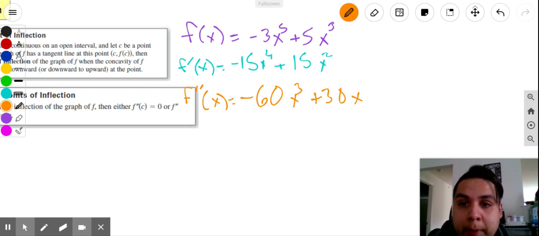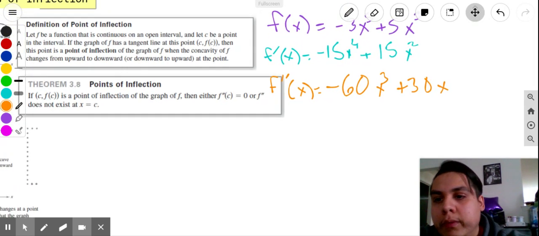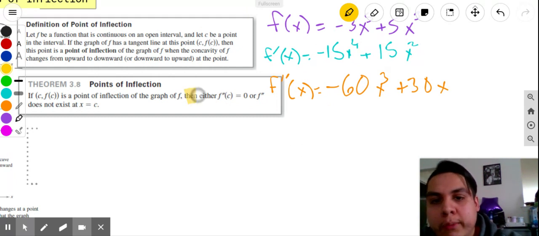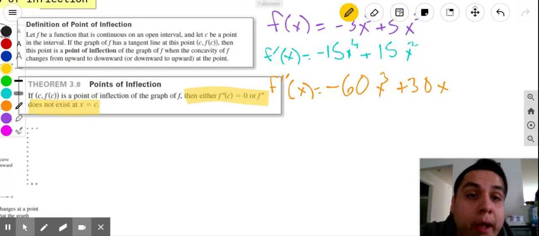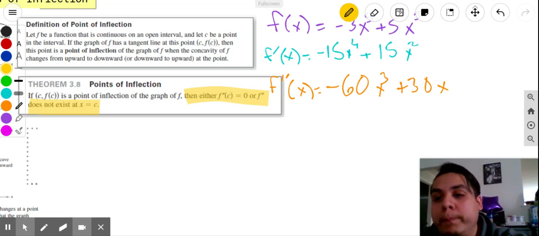So, same idea. I want to figure out my points of inflection, so I need to figure out these two things. Either when f double prime of c will equal 0 or where f double prime does not exist. However, I have a polynomial. Polynomials always exist. So the second possibility for a point of inflection doesn't apply.